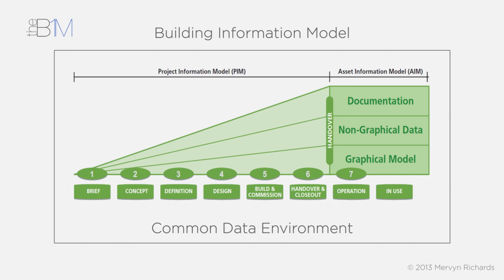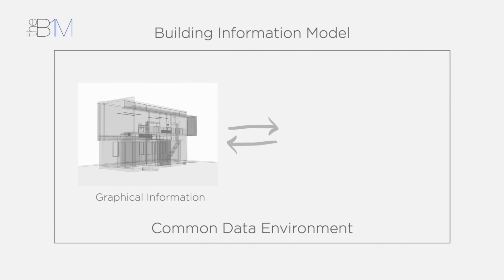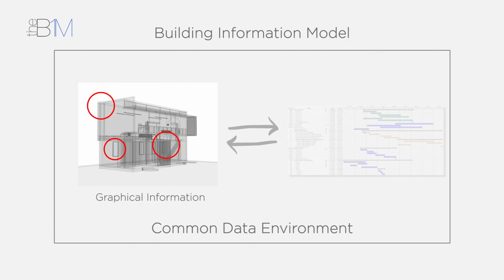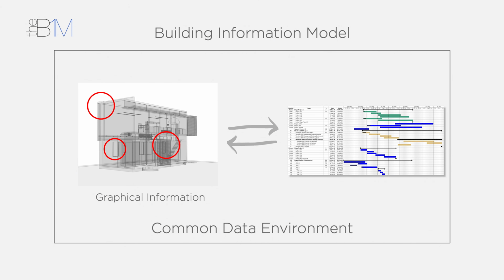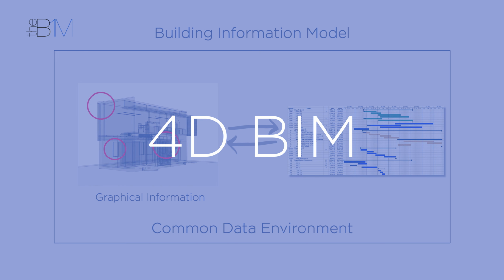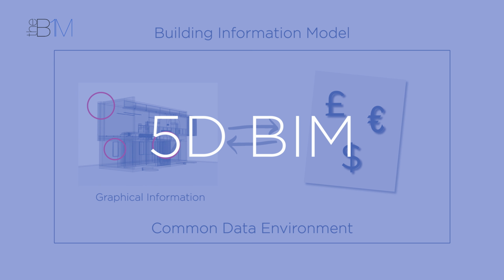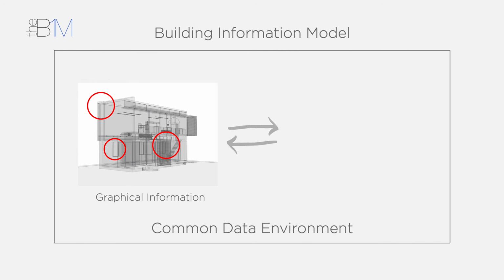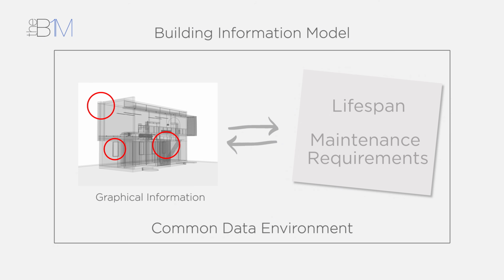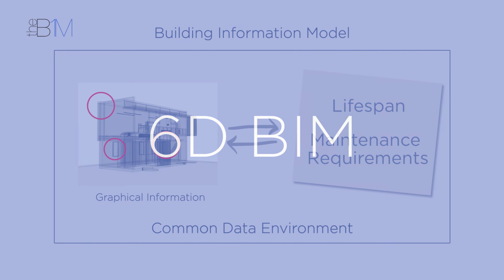The information builds in richness as the project stages progress until that complete data set is handed over to the client at completion. As you create an information model, you can add scheduling data to different components, generating accurate program data for your project. This is known as 4D BIM. You can then link cost data to various components in the information model to generate estimates, and this process is known as 5D BIM. Taking it one step further and adding information on the expected lifespan and maintenance requirements of a component to support facilities management is what we call 6D BIM.